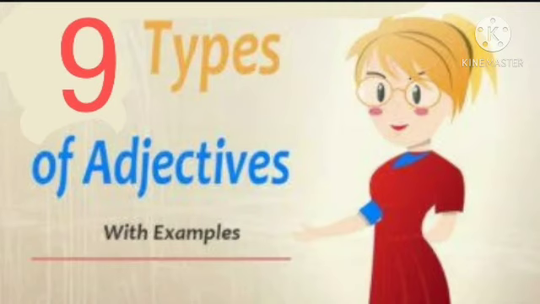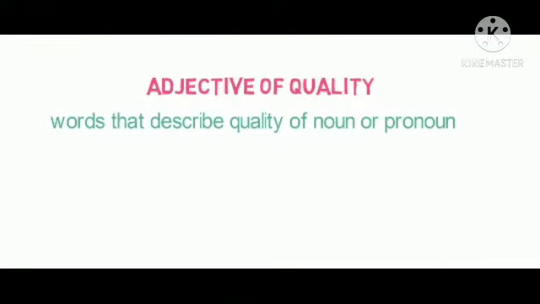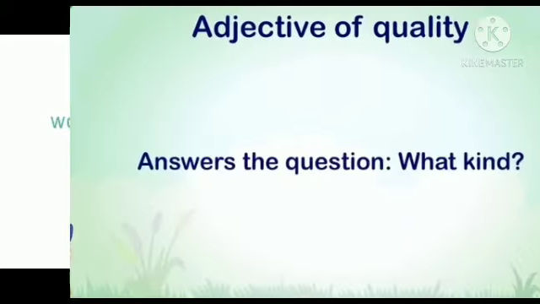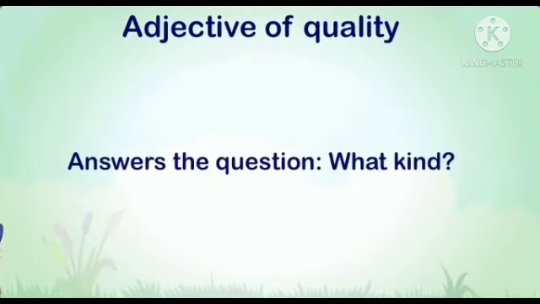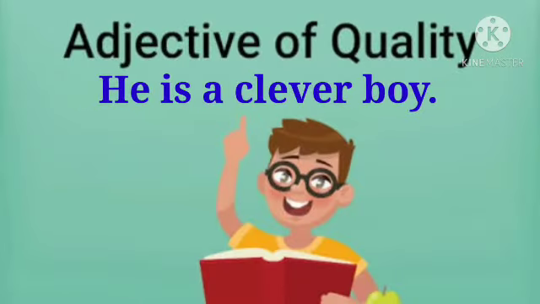Now, let's look into different types of adjectives. First, adjectives of quality. The words that describe quality of noun or pronoun are known as adjective of quality. It answers the question, what kind? For example, he is a clever boy. What kind of boy he is? Clever. Here the word clever is an adjective.